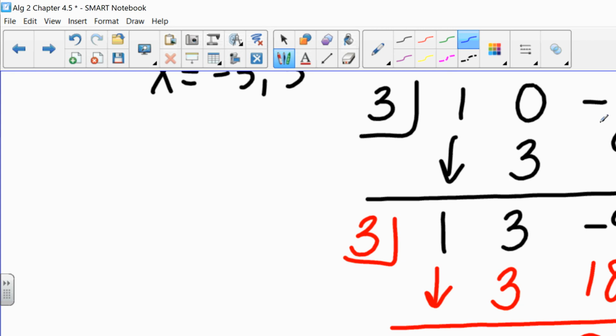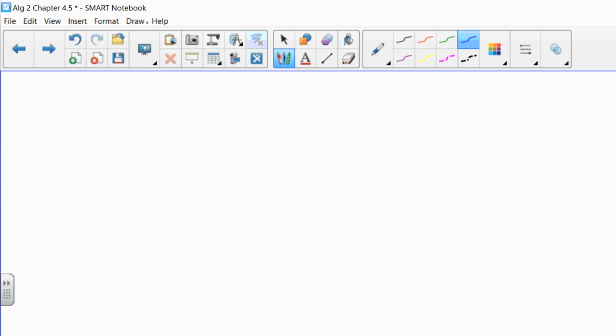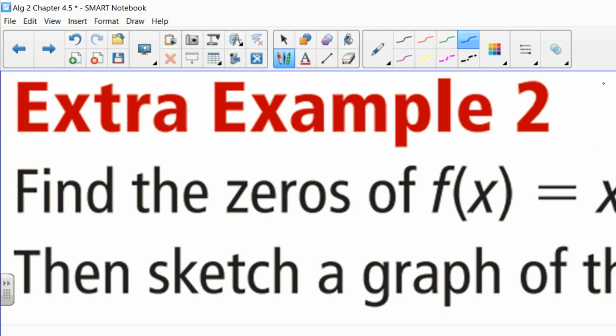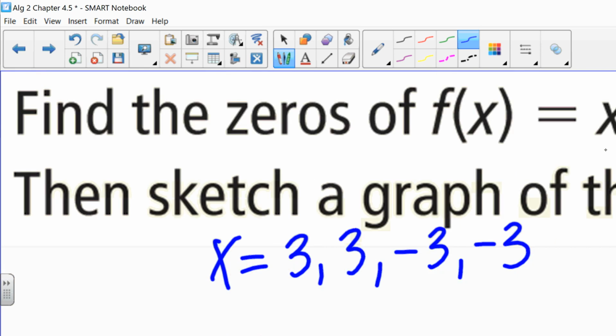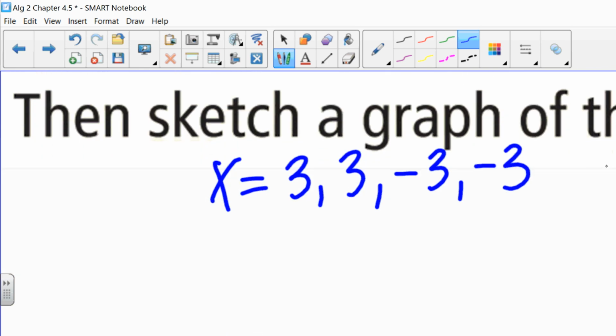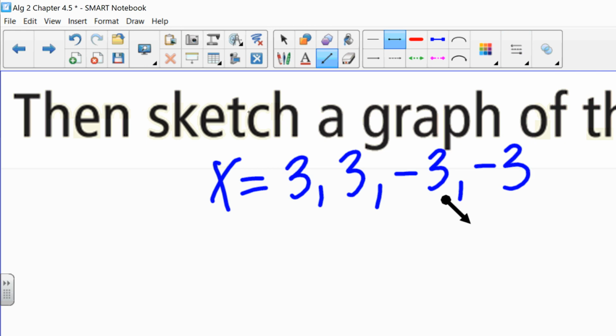Do you mind if I erase this? We got it all copied down? Okay. So what this told us is that x is equal to 3, 3, negative 3, and negative 3 are the solutions. As we talked about in the previous problem, when we have double solutions, where the same number is a solution, the graph is not going to cross. It's going to touch the graph and go back up, yes? Again, we haven't looked at the graph, correct? Or you haven't, hopefully?